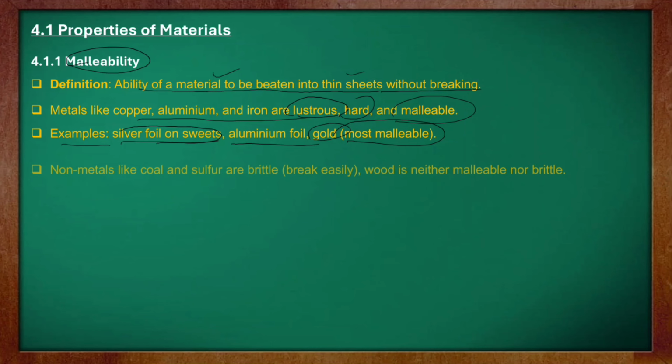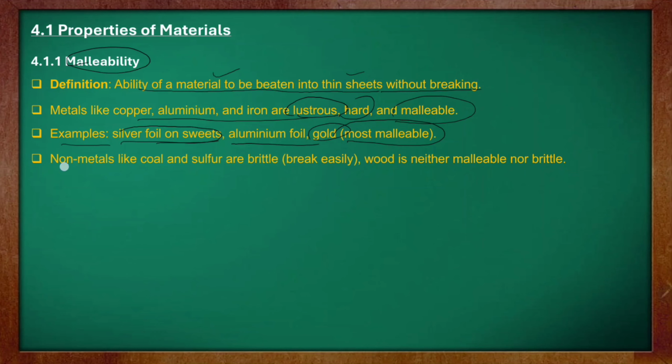So about this, that was our observation. And the non-metals like coal and sulfur are brittle. That means it breaks easily. When you hammer them, it breaks. But wood is neither malleable nor brittle. Why? Because it neither breaks nor can be beaten into a thin sheet. That is why that was our observation, that metals are malleable and non-metals are not malleable.